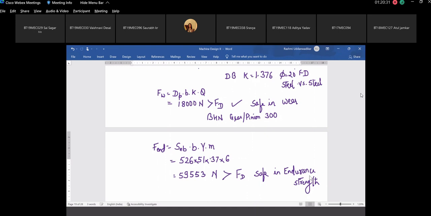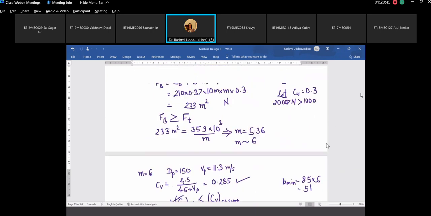Normally, if it is safe in bending and wear, it will always be safe in endurance. But as correct design practice, you have to check for endurance also. Now ask me doubts if you have, else I'll quickly go through the entire design process once.